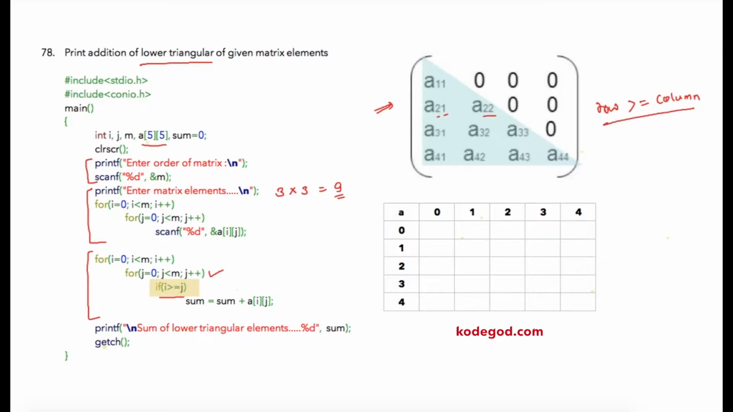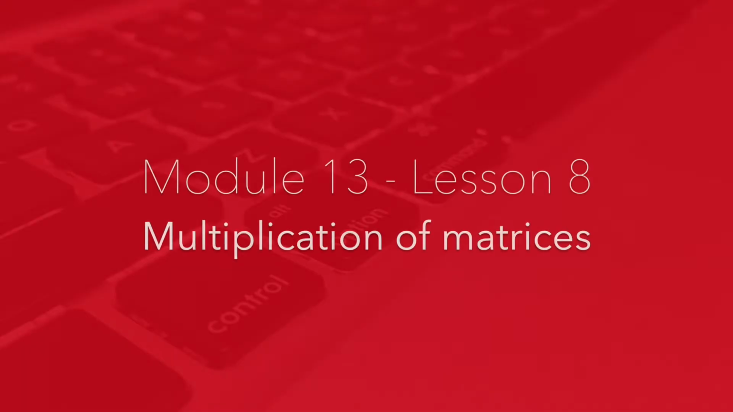that is, row number greater than or equal to column number. And inside that, if this condition is true, then we are performing addition over here. So whatever the value of sum is currently, that will be added with the current array element that we are iterating. And when this code block completes, we are finally printing "sum of lower triangular elements is %d", and %d will be replaced by sum.